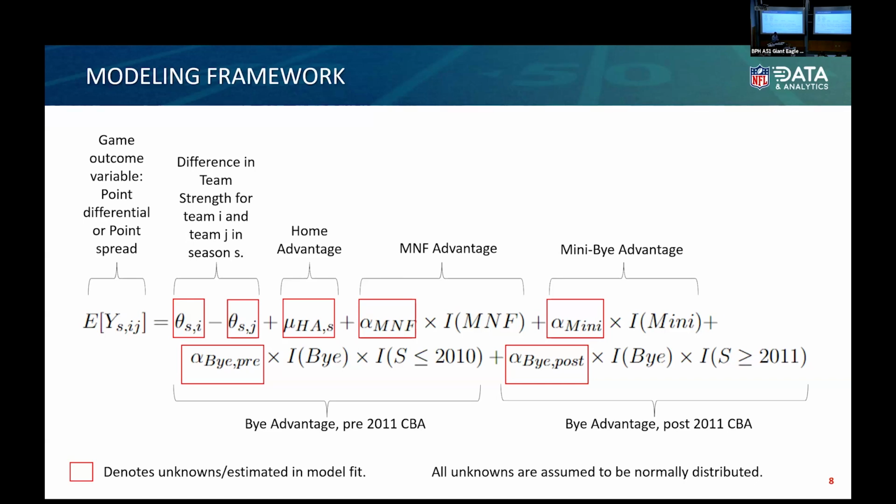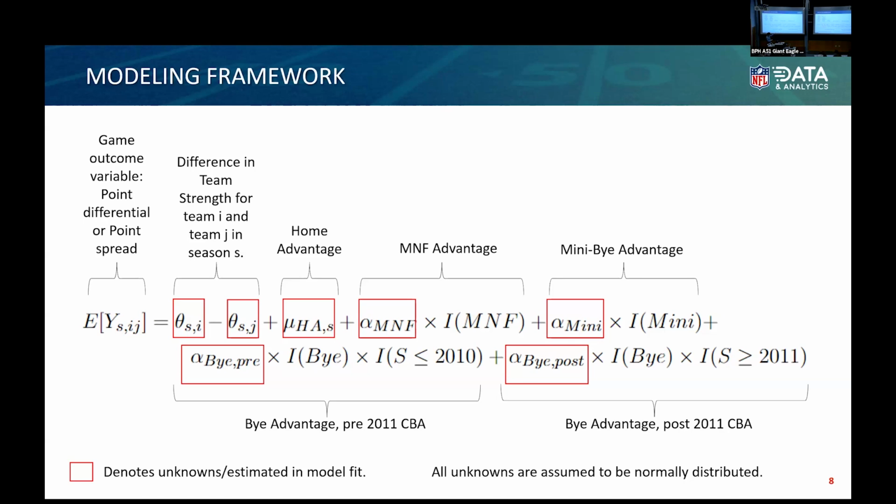So then we have the Monday Night Football advantage. The way you read this is alpha MNF, that is the coefficient that we are solving for. The indicator, I MNF, is information on whether or not, when looking at that game, one of the teams had Monday Night Football advantage. And it's an indicator, yes or no, and it can be positive or negative depending on if it's the home or the away team. The mini bye advantage works the exact same way as the MNF advantage. Its alpha is what we're solving for, and then we have an indicator to say whether or not the advantage was present for one of the teams and whether it was home or away.